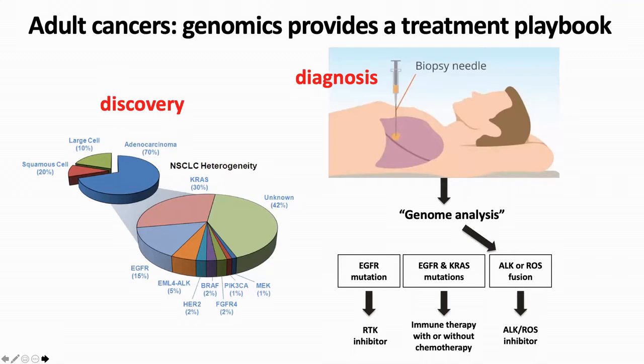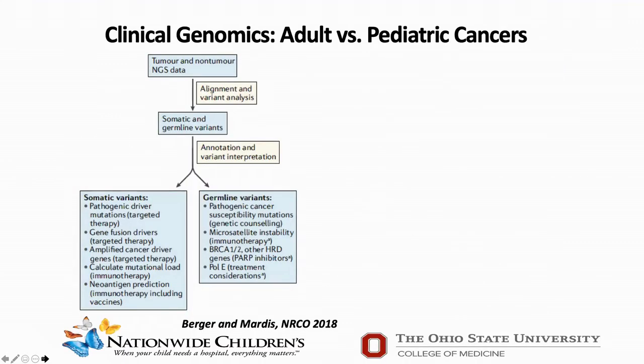And so I want to use this to set the contrast, if you will, between adult cancer medicine and where we're at in pediatrics nowadays in terms of clinical genomics. Mike Berger and I wrote this review a couple of years ago for Nature Reviews Clinical Oncology. Again, just sort of setting the stage for how integral genomics is in a setting of adult cancer medicine, with now information clinically coming from somatic variants as well as germline variants, including new aspects of immunotherapy.